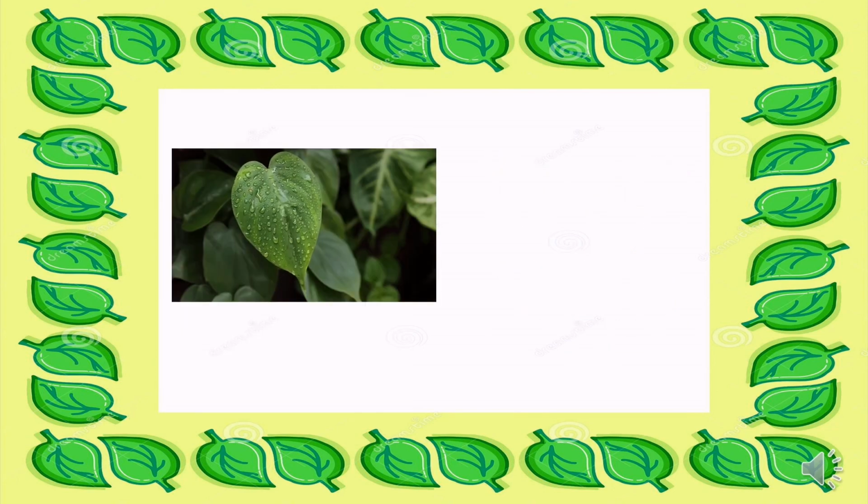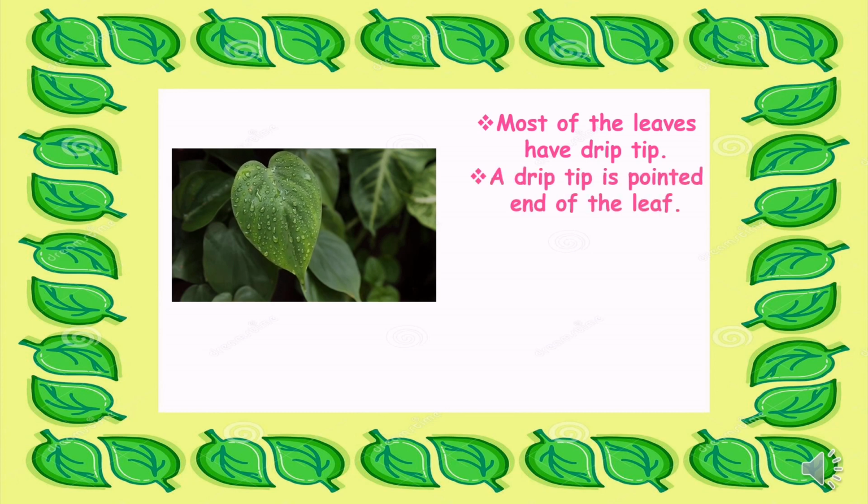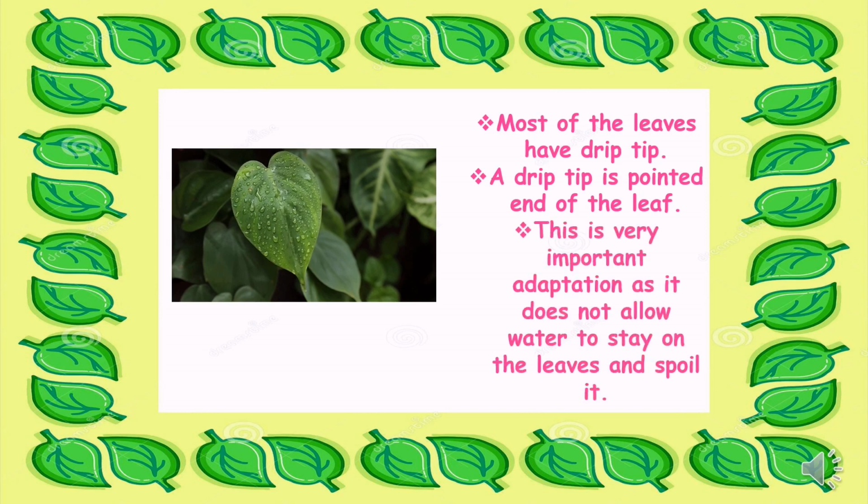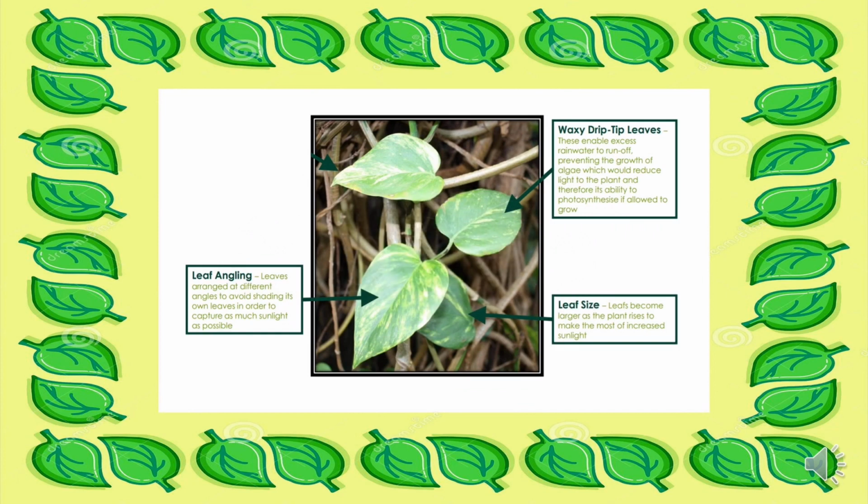Most of the leaves have drip tip. A drip tip is the pointed end of the leaf. This is a very important adaptation as it does not allow water to stay on the leaves and spoil it. Waxy drip tip leaves enable excess rainwater to run off, preventing the growth of algae, which would reduce light to the plant and therefore its ability to photosynthesize if allowed to grow.